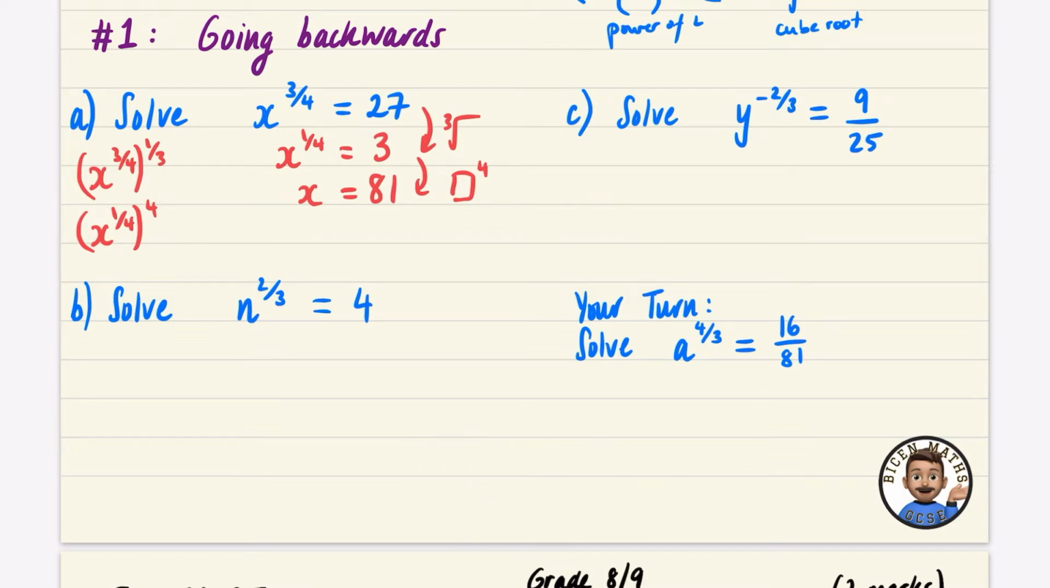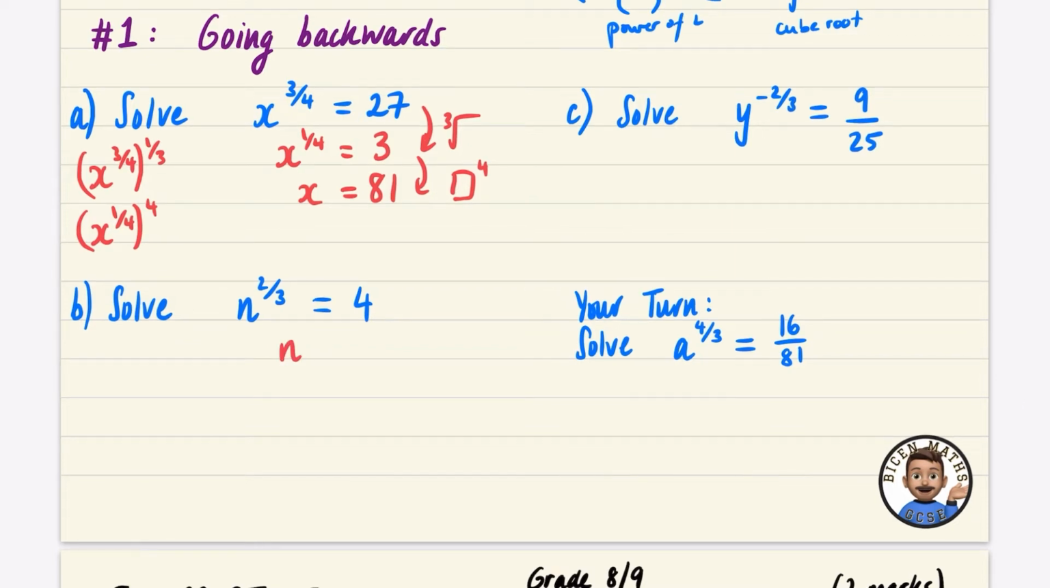So this one we've got n to the power of 2 over 3 equals 4. Well, this is cube rooting, so to find out what n is, I'm obviously going to have to cube both sides, so that will give me that n squared is going to be equal to 4 cubed. Let's get it in red.